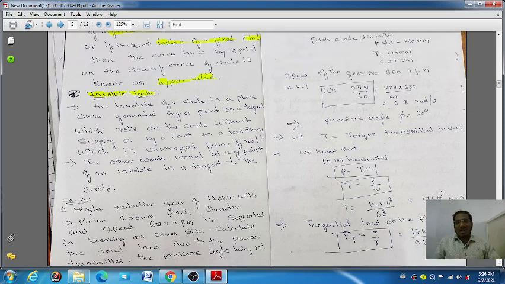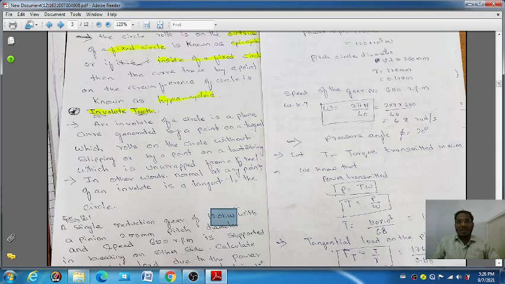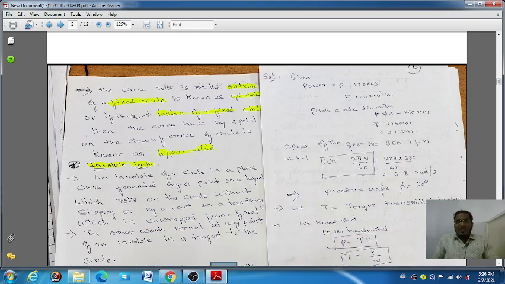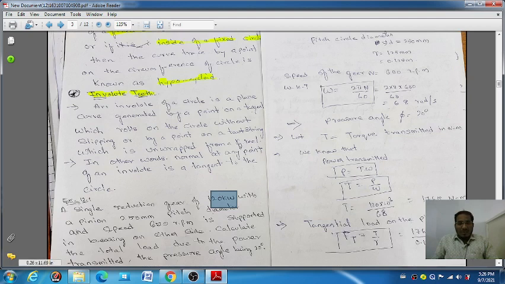Single reduction gear, the first given data is power, with the unit in kilowatts. Power is given, P is equal to 120 kilowatts. We can convert into watts by multiplying by 10 power of 3. Next, the pitch circle diameter is given, because our pinion diameter is the pitch circle diameter, 250 mm, and we can take the radius also. R is equal to 125 mm.